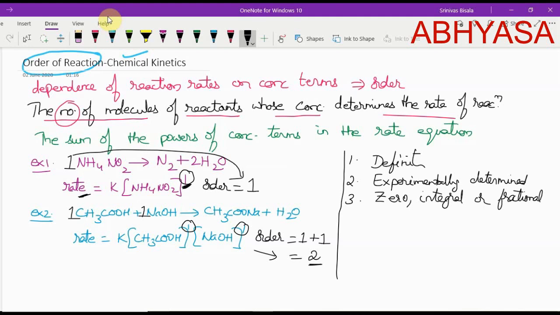So these are the three main points. One is the definition, that is the number of molecules of the reactants whose concentration determines the rate of reaction, or the sum of the powers of the concentration terms in the rate equation, that is called order of reaction. And the second point is it is an experimentally determined value, and its value can be 0, integral, or a fractional one.